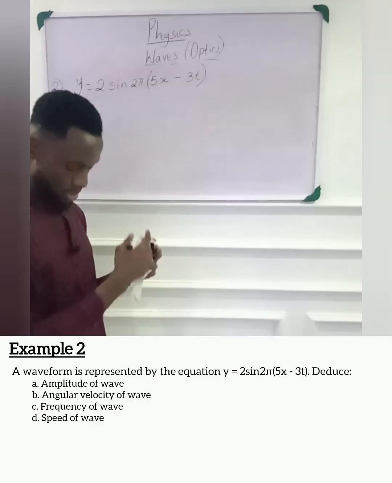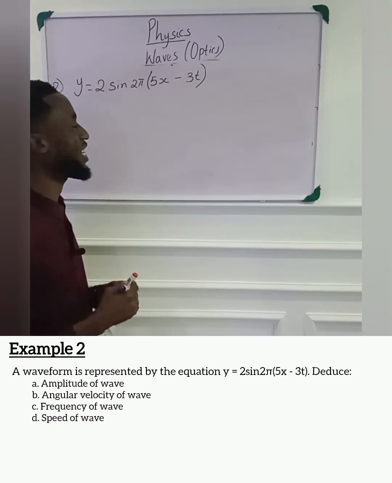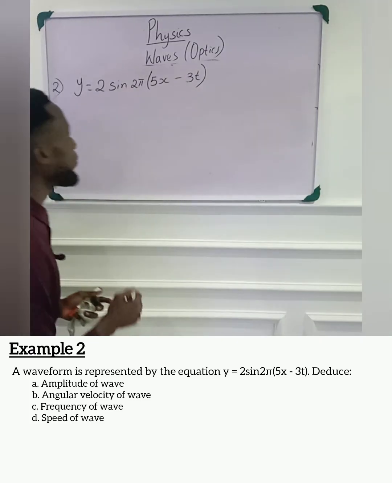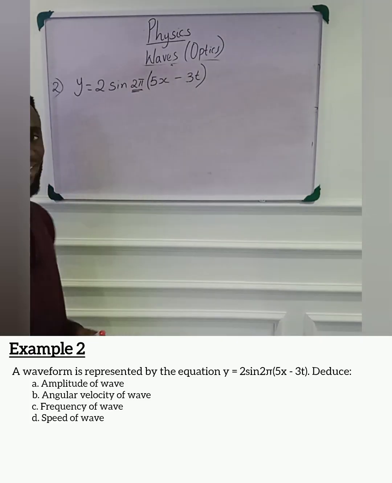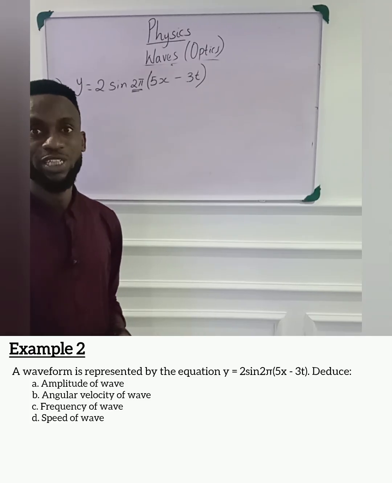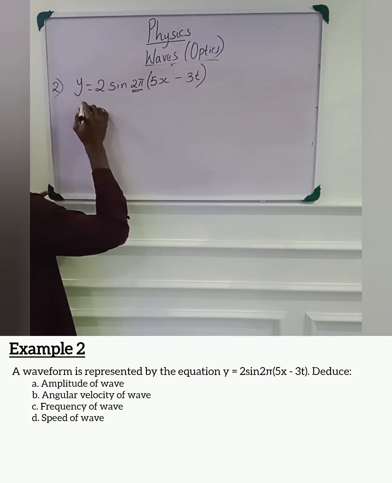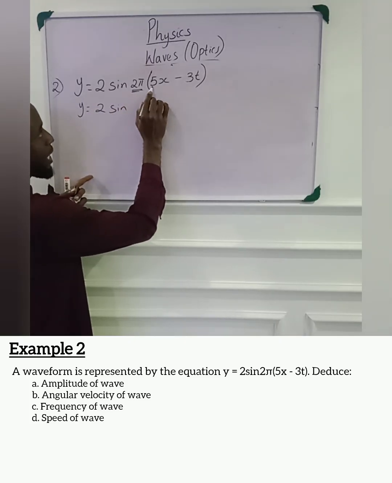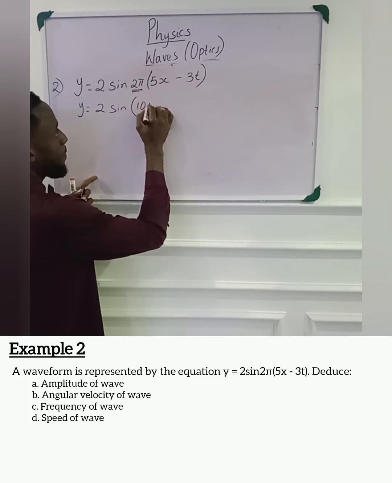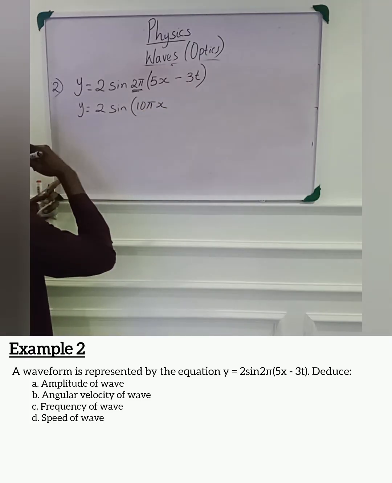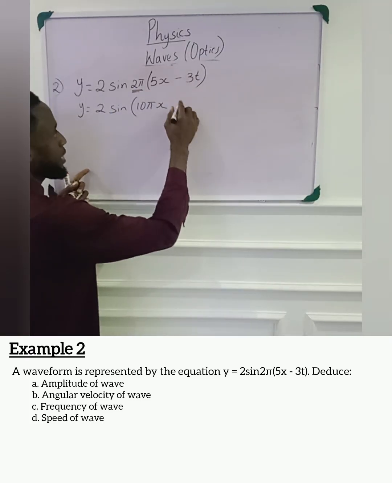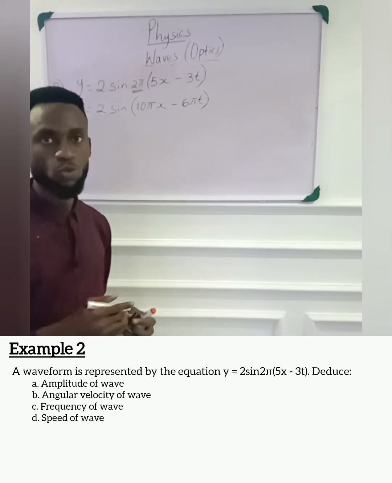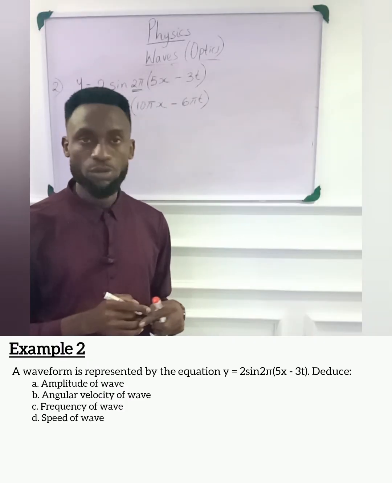Okay, looking at this second challenge, we are asked to find exactly the same set of parameters once more. If you observe, 2 pi is outside of the original location where it should be, so we will have to first rewrite it into the standard form. So 2 pi times 5x will give me 10 pi x, and then 2 pi times 3t will give me 6 pi t. Now that's the first way to debunk the challenge.